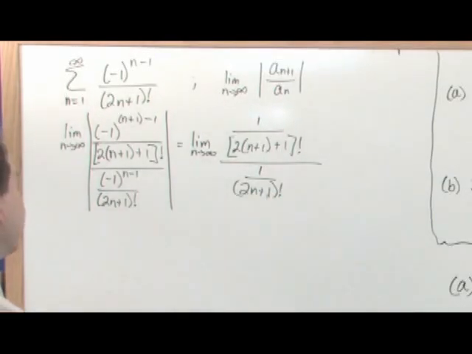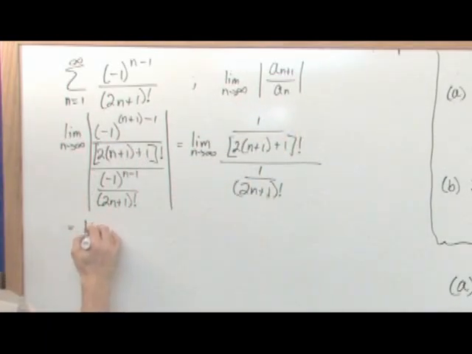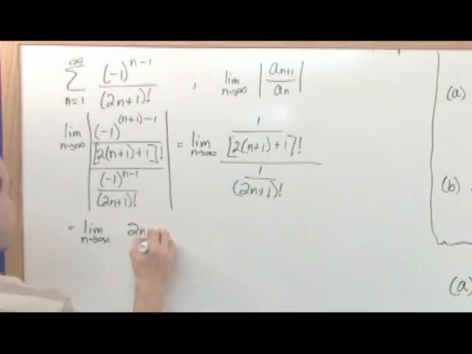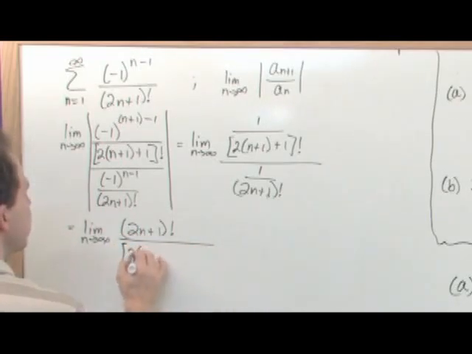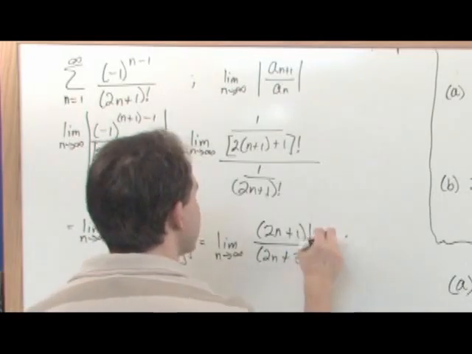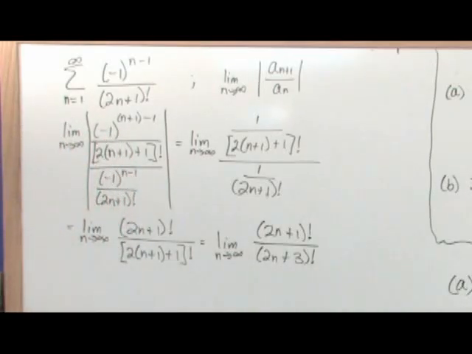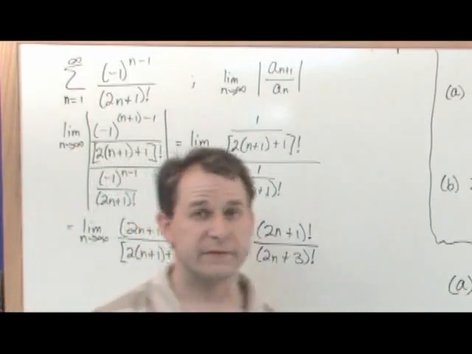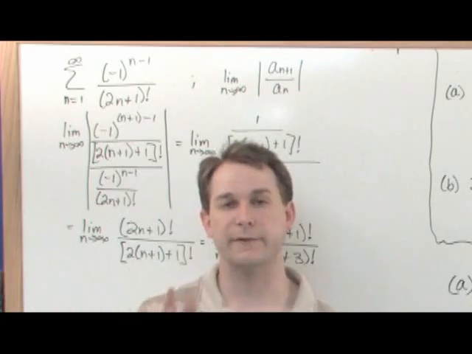What we're going to do next is we're just going to go ahead and take the bottom, flip it over, and multiply just like you would do for any fraction. So this is the limit as n goes to infinity of 2n plus 1 factorial over, and on the bottom you're going to have 2n plus 3, and it's factorial. Okay, so let's make sure it's clear that both of these are factorial. Now, here is why the ratio test is used a lot when you have factorials. Remember what a factorial is. If it's 5 factorial, it's 5 times 4 times 3 times 2 times 1. If it's 3 factorial, it's 3 times 2 times 1.